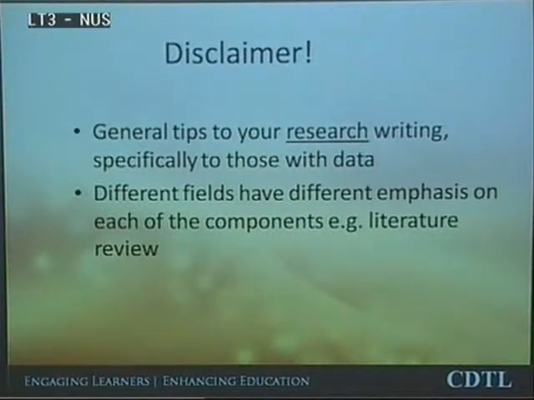Okay. Disclaimer. I thought this is important. Even though I'm going to talk about research writing, I'm going to cover only general tips and points that are applicable to everybody as much as I can. The reason being, different fields have different emphasis. I'll give an example, literature review. I've done some editing and looking at some scientific papers. Literature review is very scant or almost minimized, whereas for the social sciences, it tends to be a bit more. In fact, there's a whole chapter dedicated to the literature review. So that's just something you need to know. Different fields require different kinds of treatment of the different components that I'm going to talk about.